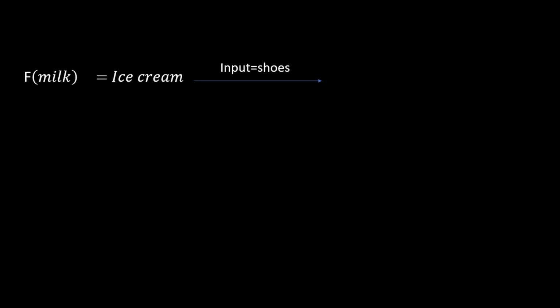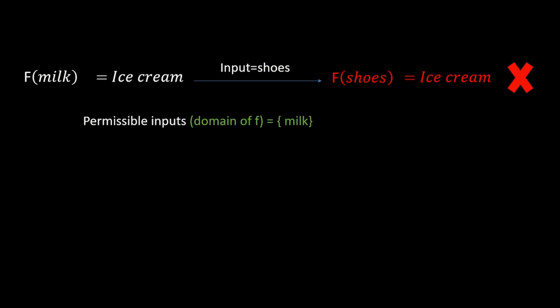Now let's talk about the domain of a function. Remember the milk and ice cream example. The factory cannot take shoes as input and produce ice cream. So all the inputs that the factory or function can work with are called the domain.